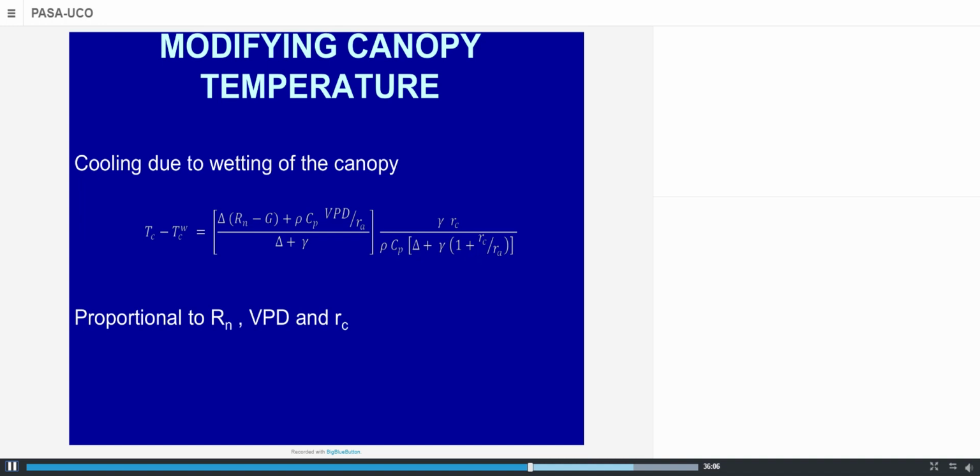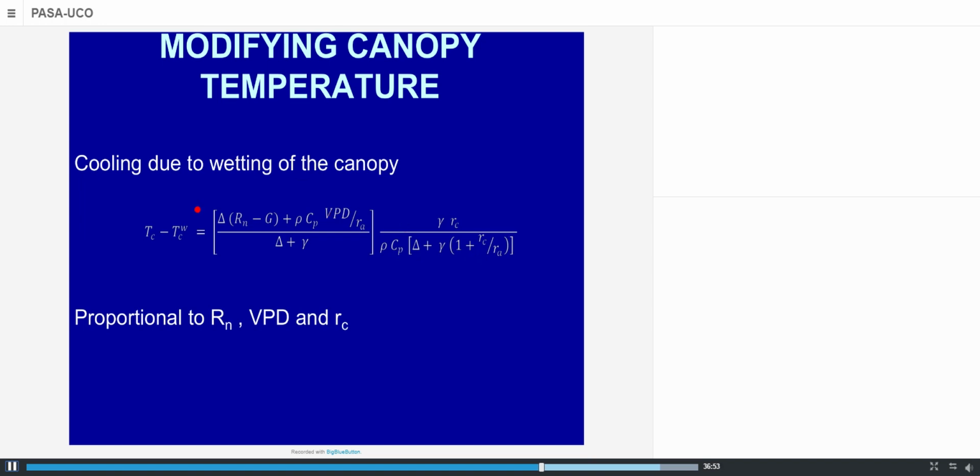Well, apart from changing the slope or the aspect or using mulches, there is a possibility for cooling the canopy by sprinkling irrigation on top of it. It is possible to calculate, using the formulas that you can find in the book in chapters 4, 5, 6, 7, the decrease of temperature of a wet crop compared to the same crop when it is dry, using meteorological data like net radiation, vapor pressure deficit, etc.